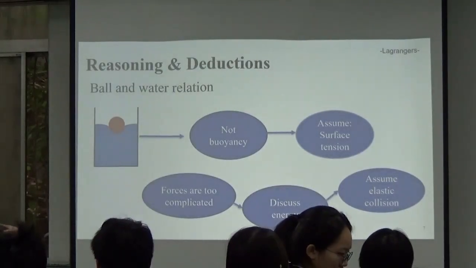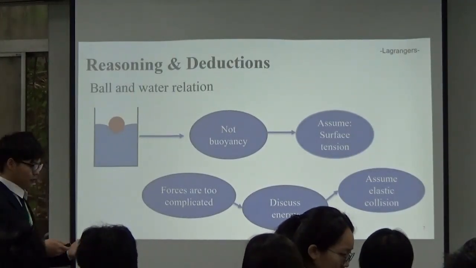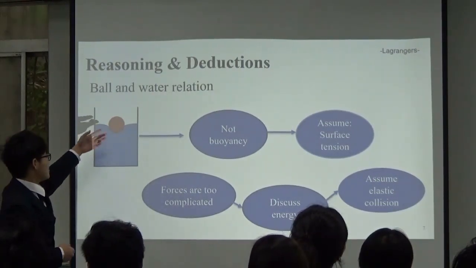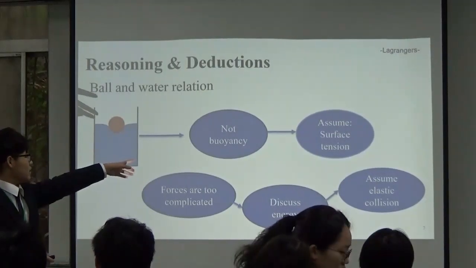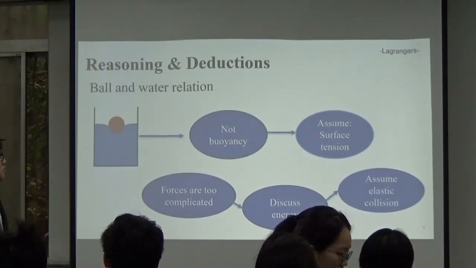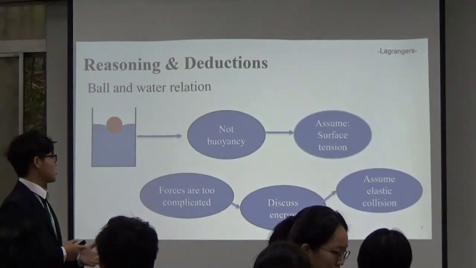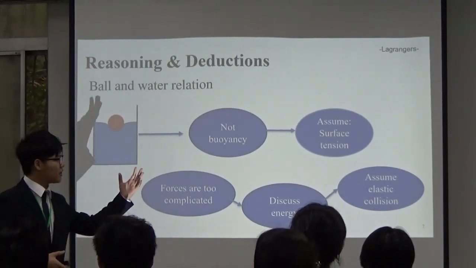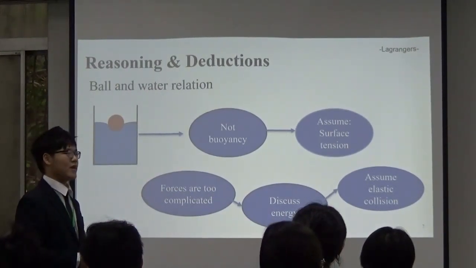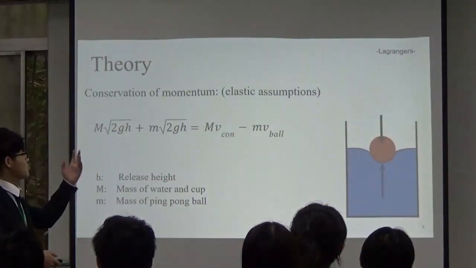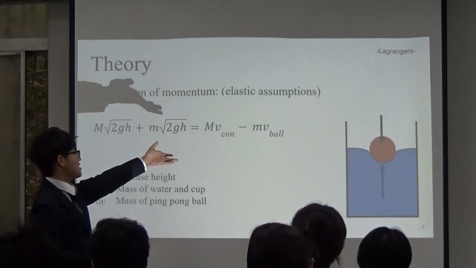So we need to do some reasoning and deductions for our theory. Well, because it doesn't reach the ground and it's something like this, so there is no buoyancy in this phenomenon. So we assume that surface tension is the main force in play in this experiment, because forces are too complicated to consider. So we discuss energy instead and assume that this is an elastic collision. So our theory is the conservation of momentum under elastic assumptions.